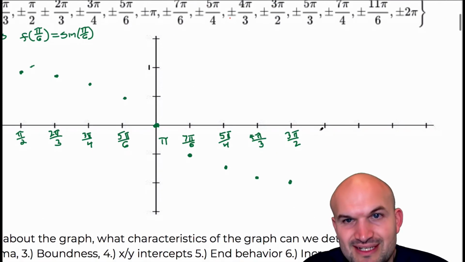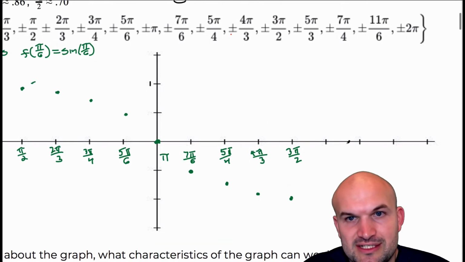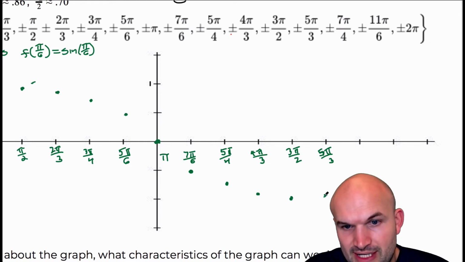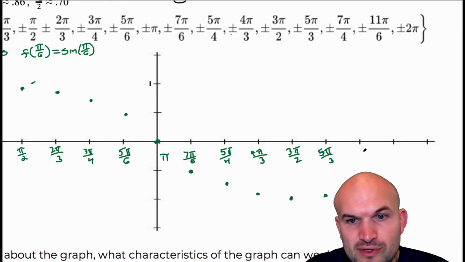The points are going to be exactly the same, so I'm just going to speed this up a little bit. We'll do 5 pi over 3, because I'm starting to recognize some patterns. That's going to be 0.86, where the negative square root of 3 over 2.